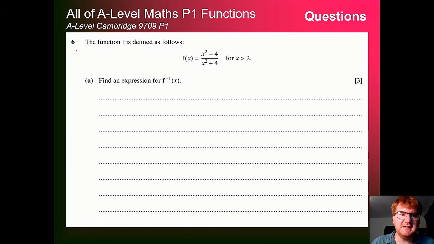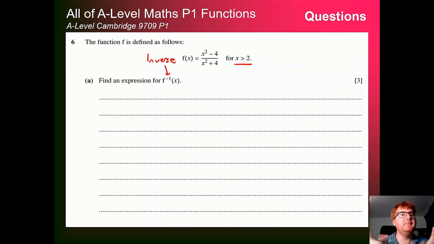Right, let's get started with question 6 here, and the function is defined as follows. So f of x is equal to (x squared minus 4) divided by (x squared plus 4), and it's important later on that x is greater than 2. So keep that in mind when we do part C. And the first thing we need to do is find an expression for the inverse.